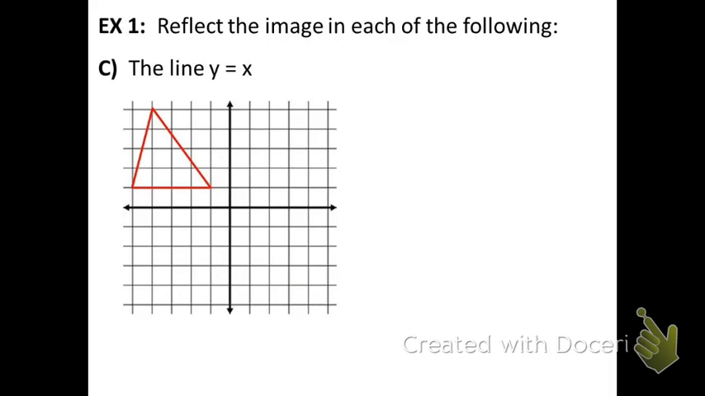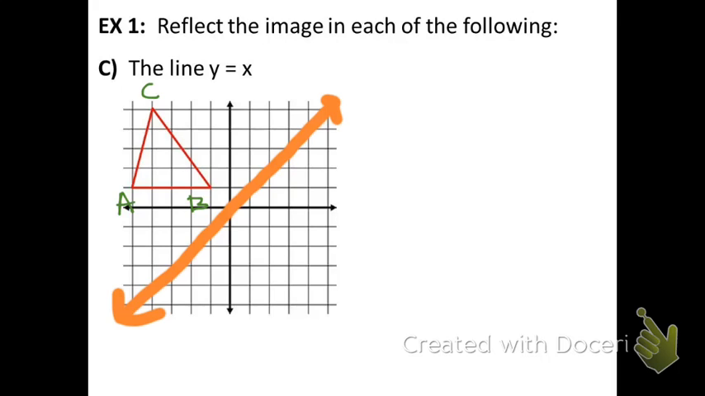Okay, this one's a little bit harder for kids to see. It asks you to reflect in the line y equals x, and the first thing you have to decide is how do you actually graph this line. The slope is 1 over 1, its intercept is at 0, so we get a line like such. And I tell kids sometimes it's easier to see this reflection if you turn your paper sideways.